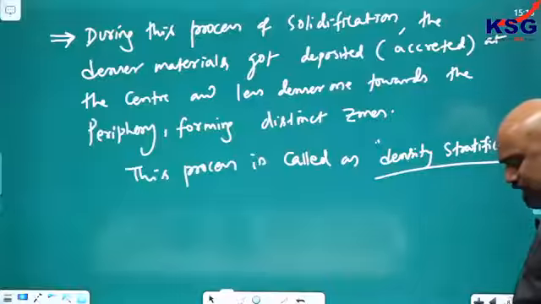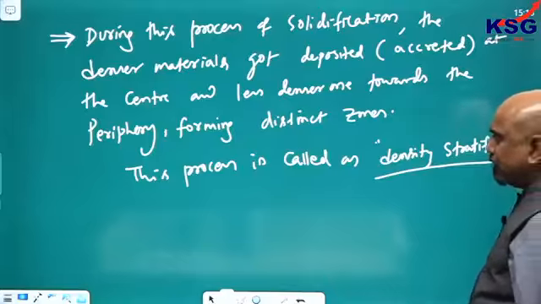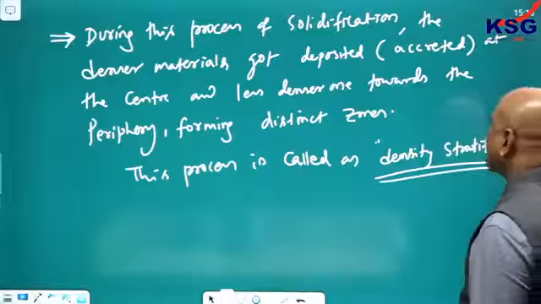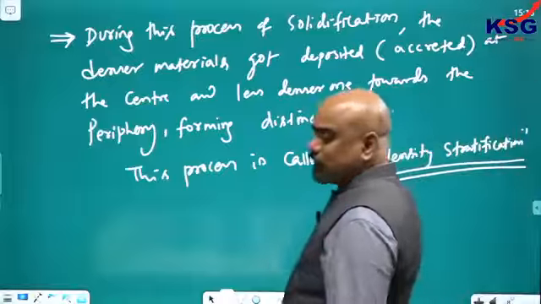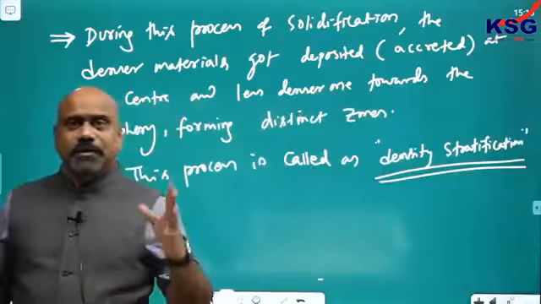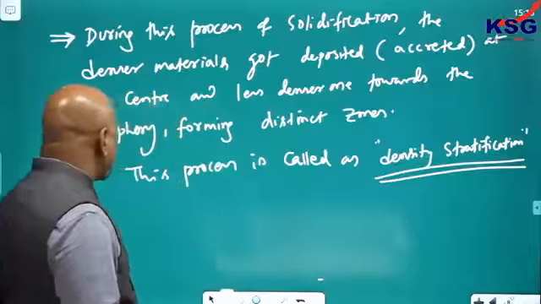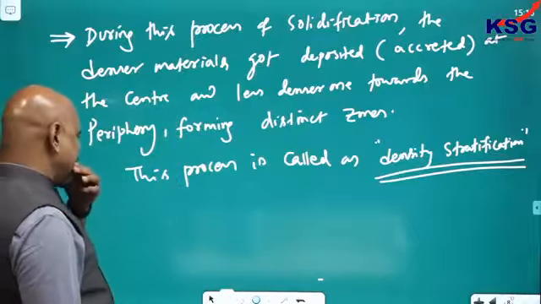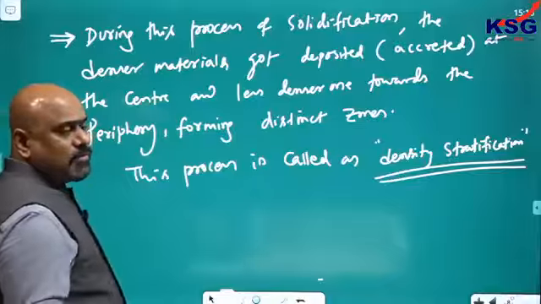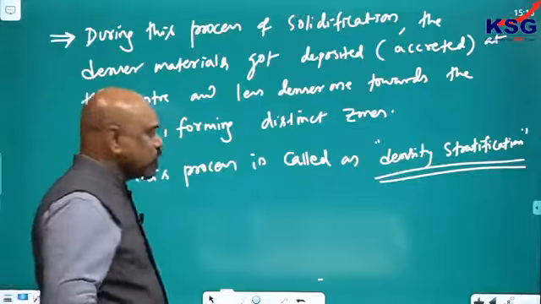Process of density stratification. Denser material got accreted at the center, lighter one towards the outside. So, I said in this density stratification process, the core was developed.